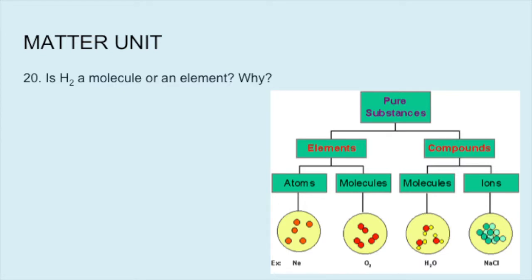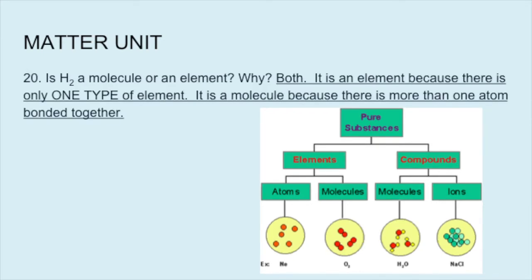The next question asks, is H2 a molecule or an element, and why? And the answer to this is that it's both. It is an element because there is only one type of element. So since there's only hydrogen, it does count as an element, even though there's 2 of them. And it's also a molecule because there is more than one atom bonded together. So 2 atoms or more bonded together makes a molecule.